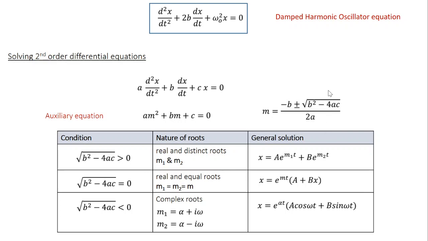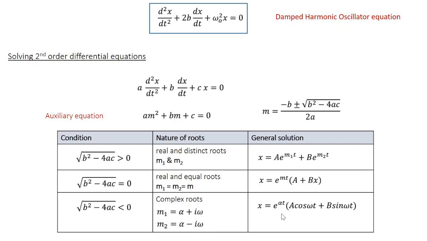Third case, b square minus 4ac less than 0. When you take the square root of a negative parameter, you are going to get an imaginary number, right? So you have minus b divided by 2a plus or minus the imaginary number divided by 2a. You can rewrite your roots as m1 equal to alpha plus i omega. What is alpha? Minus b by 2a. And what is i omega? This imaginary number divided by 2a. Similarly, the second root becomes alpha minus i omega.